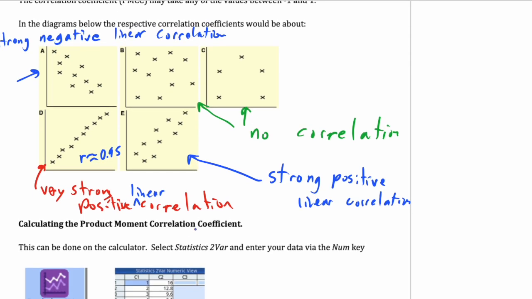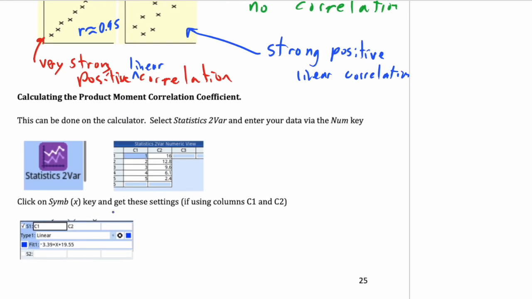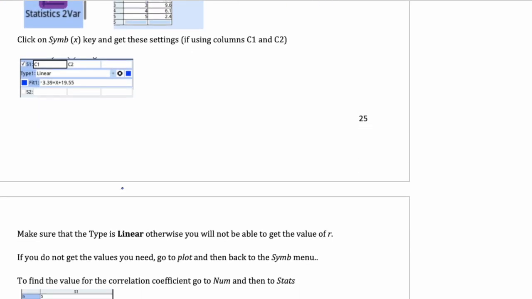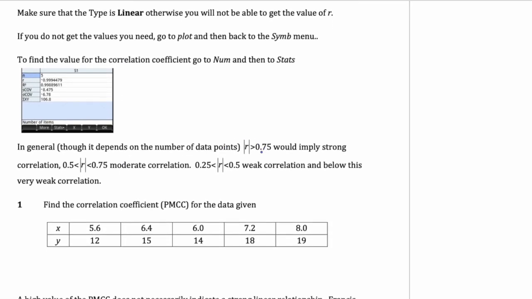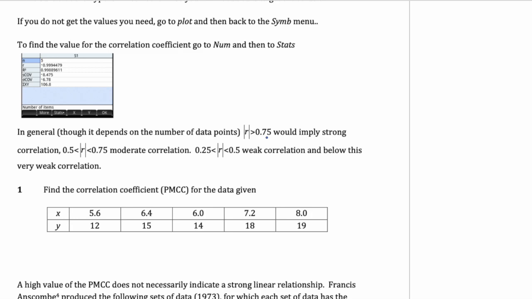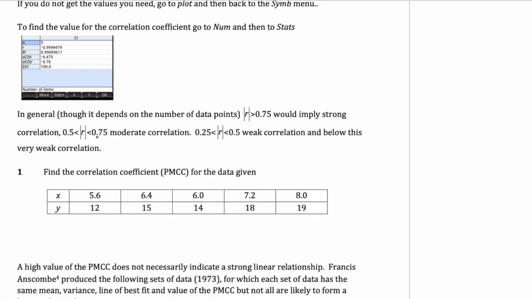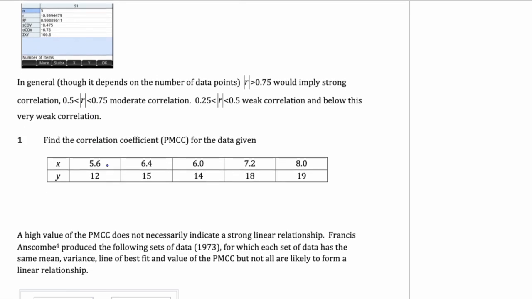Okay, we can actually calculate the R value, which tells you how strong the correlation is. Using our calculator, let's go down to an example. And this is a good rule of thumb. Over 0.75, we would say strong. 0.5 to 0.75 moderate, and weak between 0.25 and 0.5. Although depending on the source, this is kind of an opinion. So depending on the source, you might get different values.